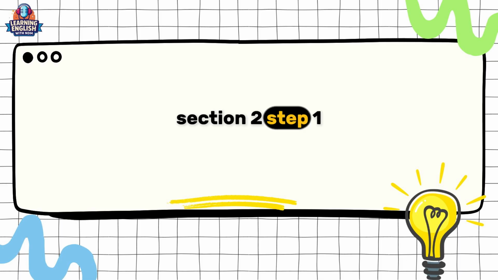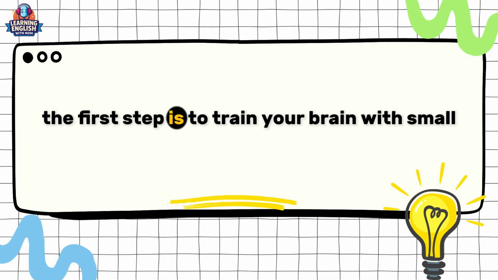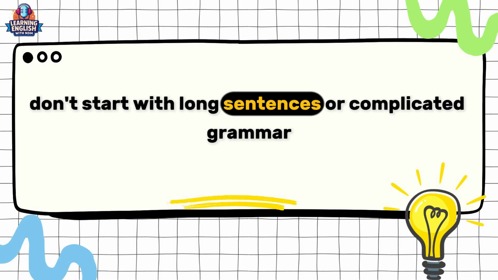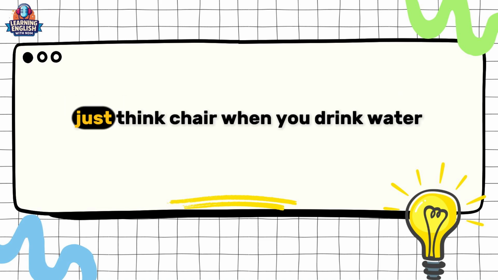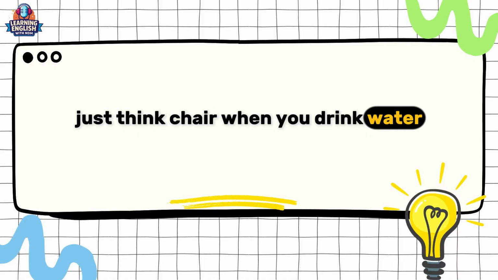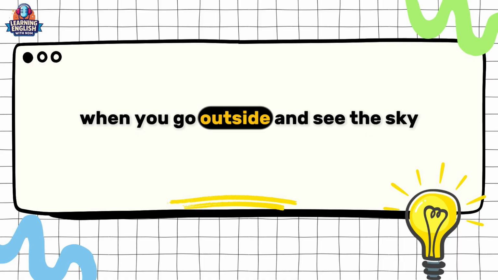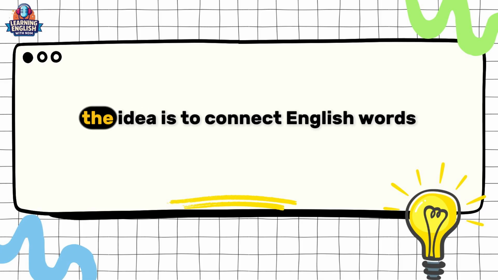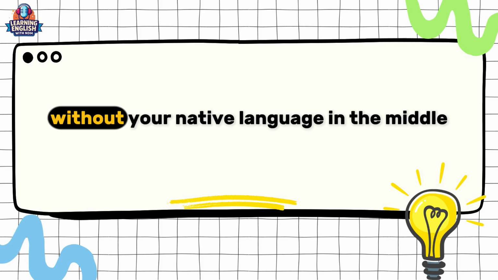Section 2. Step 1. Start small with everyday words. The first step is to train your brain with small, simple words. Don't start with long sentences or complicated grammar. For example, when you see a chair, just think chair. When you drink water, think water or I'm drinking water. When you go outside and see the sky, just think sky or it's blue today. The idea is to connect English words directly with objects, actions, and situations around you, without your native language in the middle.